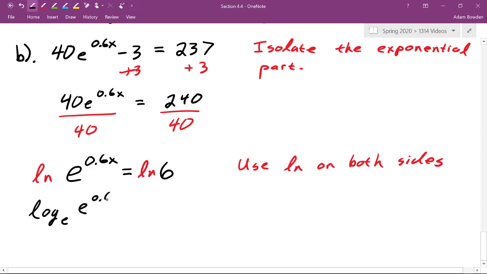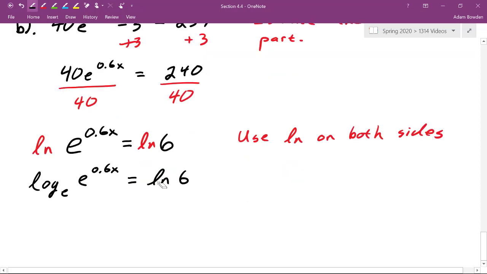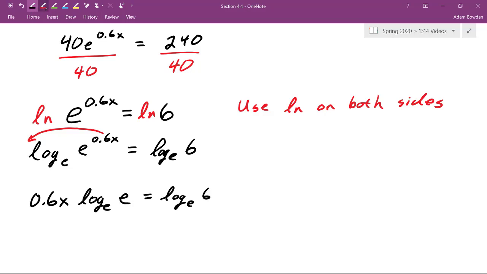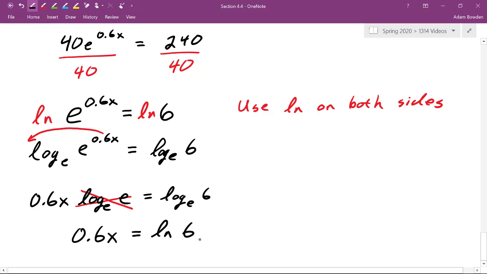So I can change that to log base e of e to the 0.6 equals log base e of 6. In the property of log, we can take this exponent and move it out to the front. So that's going to be 0.6x times log base e of e. And so log base e and e are going to cancel each other out basically. So we're going to have just 0.6x and the log base e, ln we'll call it, of 6.